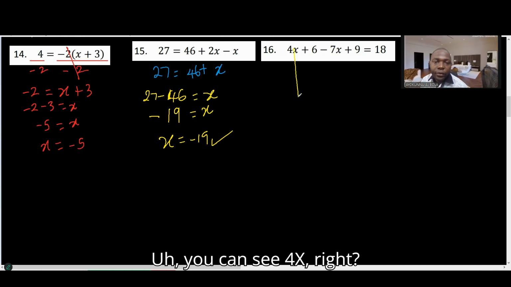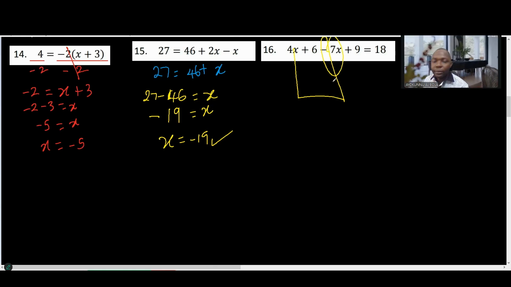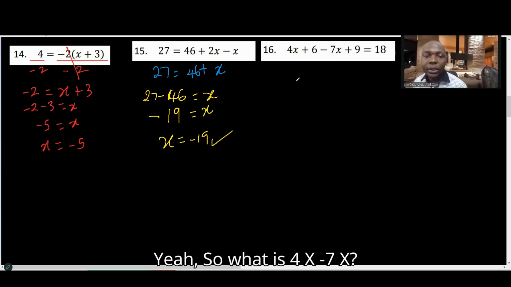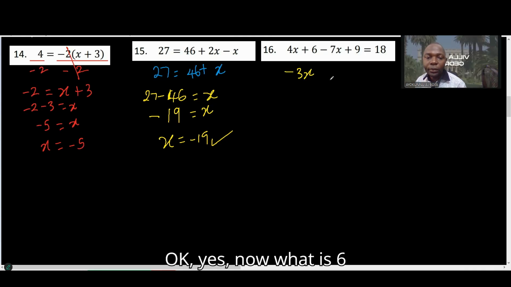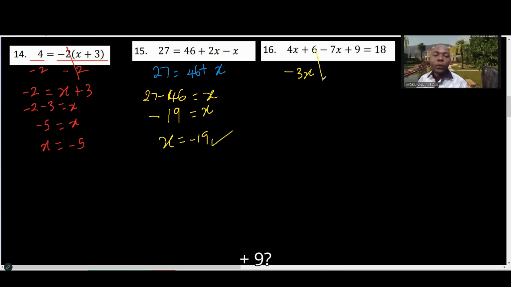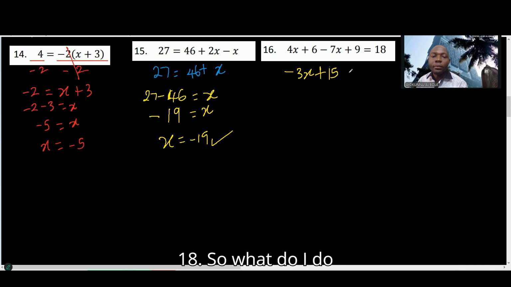The next one, you can see 4x, right? Yes. And negative 7x, right? Yes. So what is 4x minus 7x? Negative 3x. Yes. Then what is 6 plus 9? 15. Then equal to 18. So what do I do next?